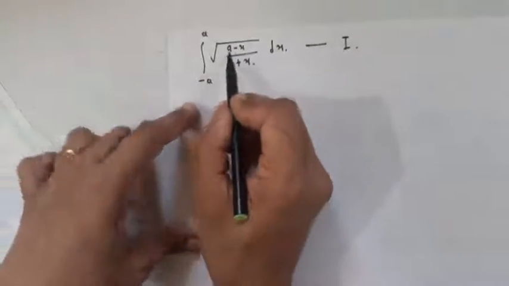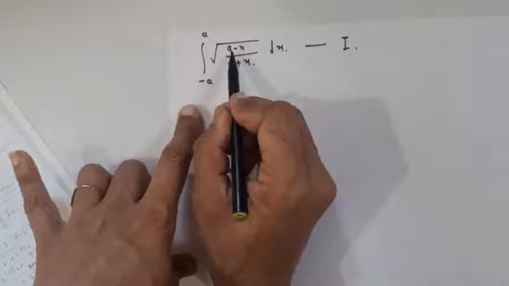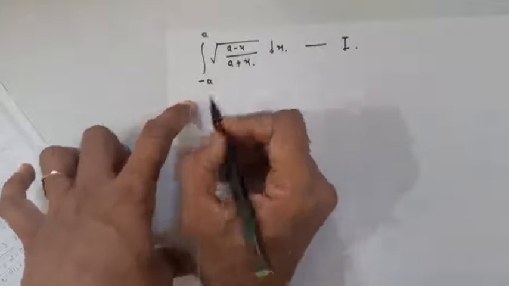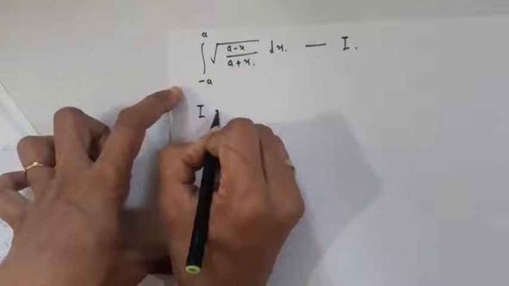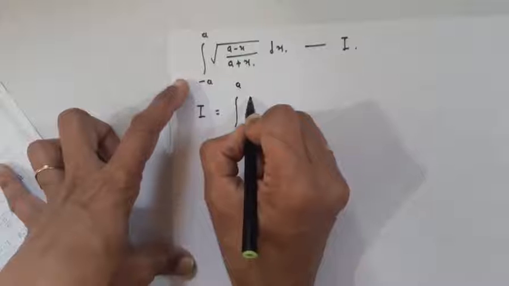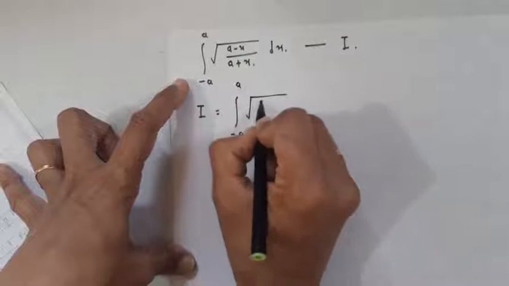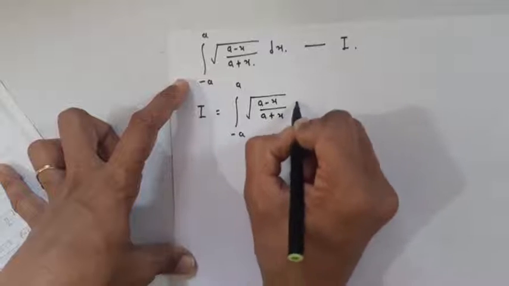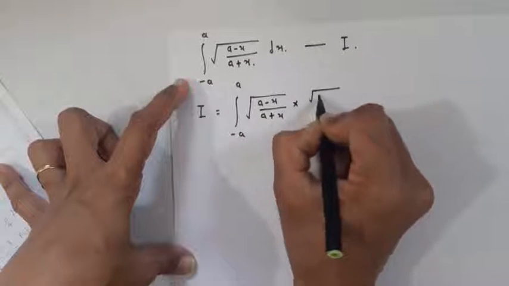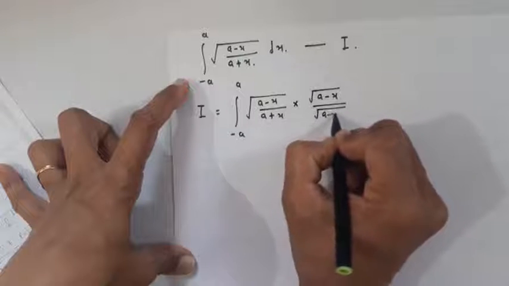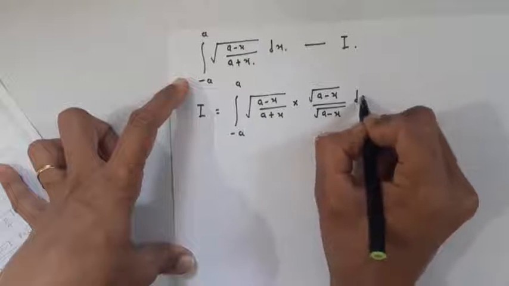Now as the square root is there, to cancel the square root at the numerator, multiply it with square root of a minus x. So integration I equals the integral from minus a to a of square root of a minus x upon square root of a plus x, multiplied by square root of a minus x upon square root of a minus x, with respect to x.